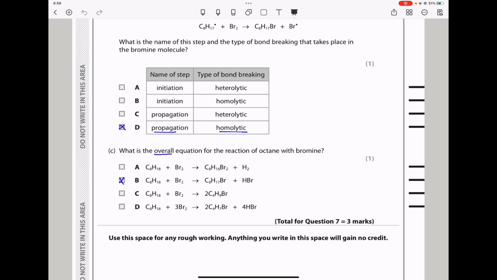In part C, what is the overall equation for the reaction of octane with bromine? When octane reacts with bromine, one of the hydrogens is going to be replaced by Br, and then we're going to form an HBr. So we can see we have carbon 8, hydrogen 18. The product should be carbon 8, hydrogen 17, Br, plus HBr.